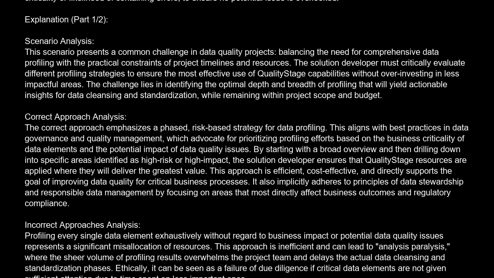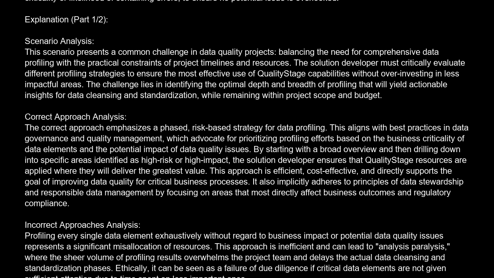Correct approach analysis. The correct approach emphasizes a phased, risk-based strategy for data profiling. This aligns with best practices in data governance and quality management, which advocate for prioritizing profiling efforts based on the business criticality of data elements and the potential impact of data quality issues. By starting with a broad overview and then drilling down into specific areas identified as high risk or high impact, the solution developer ensures that QualityStage resources are applied where they will deliver the greatest value. This approach is efficient, cost-effective, and directly supports the goal of improving data quality for critical business processes.